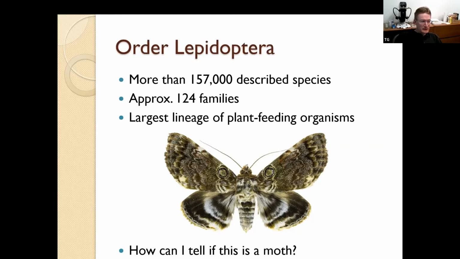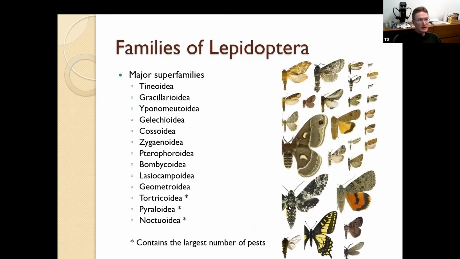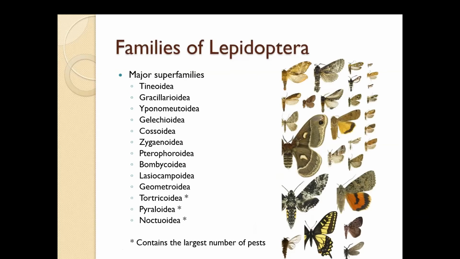So I just had a question here down at the bottom, how can I tell if this is a moth? Going back to what we learned this morning: two sets of wings, forewings and hind wings, and this coiled tongue or proboscis that's used for feeding, and then of course scales on the wings. Those are really the 3 main characters that we can use to figure out if something is a moth or not. There's a lot of families of Lepidoptera, and luckily the major pests or other species that you encounter are only in a few of these families.